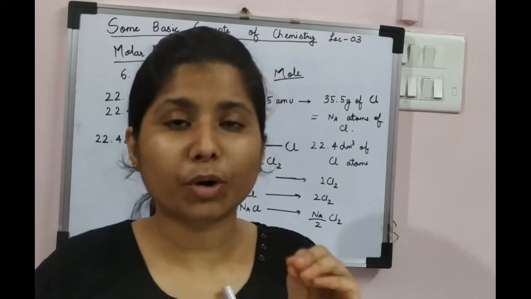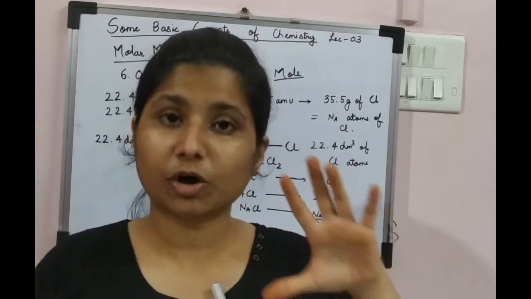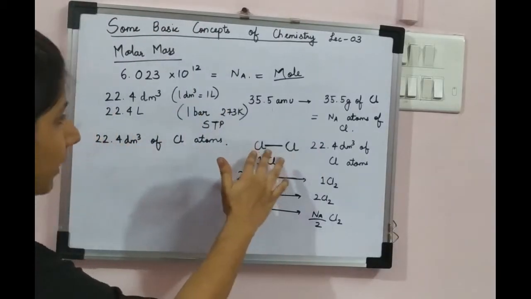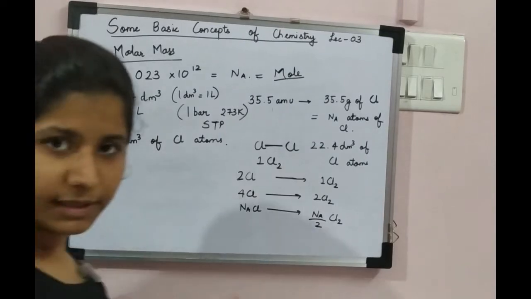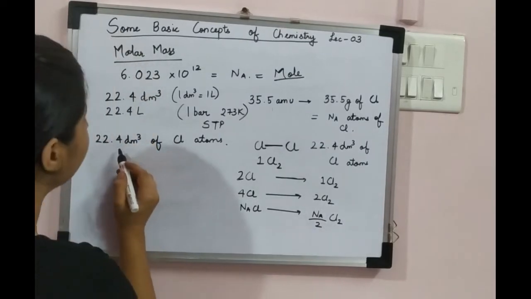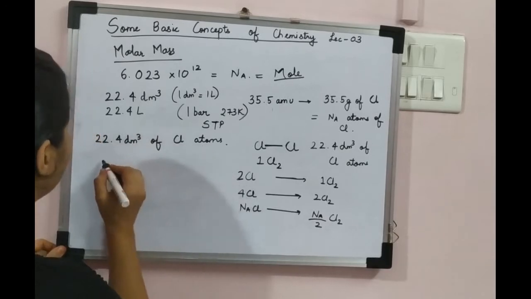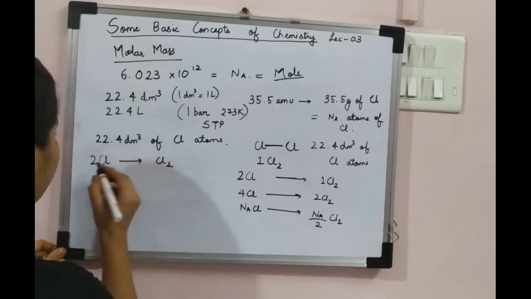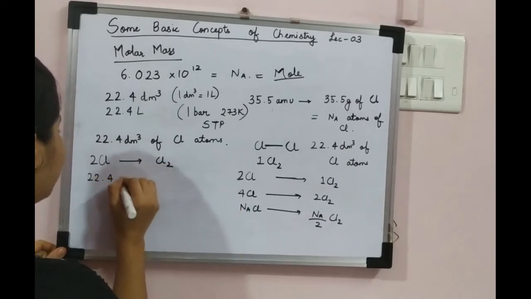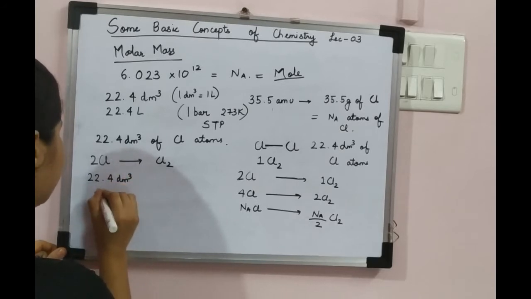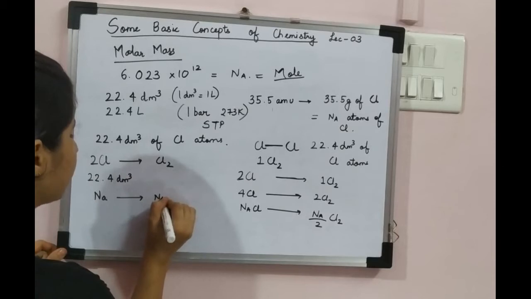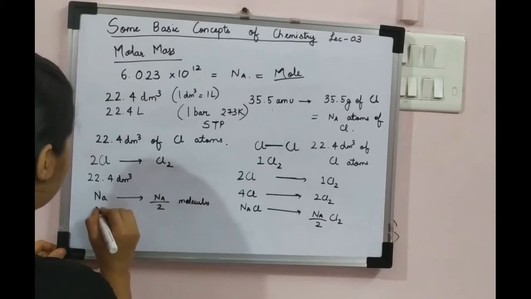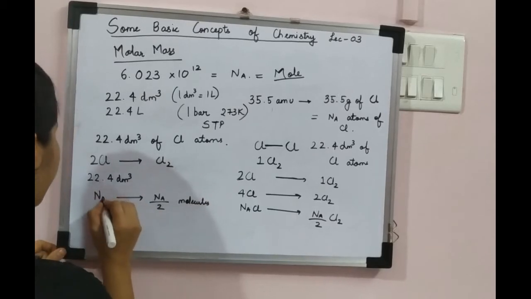I will get 22.4 decimeter cube volume of that gas. Now, what happens when it doesn't exist as an atom? For that case, I am explaining. If I have 22.4 decimeter cube of chlorine atoms, what will they do? Two chlorine atoms combine and give us chlorine molecules. Now this total volume is 22.4 decimeter cube. Initially this was any number of atoms, which was giving me Na/2 number of molecules of chlorine. So Na is Avogadro number.